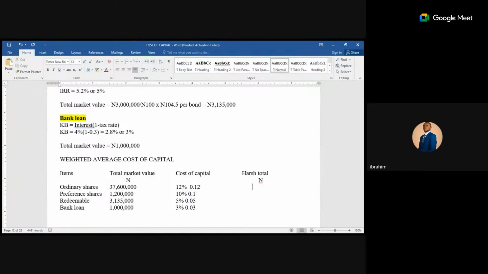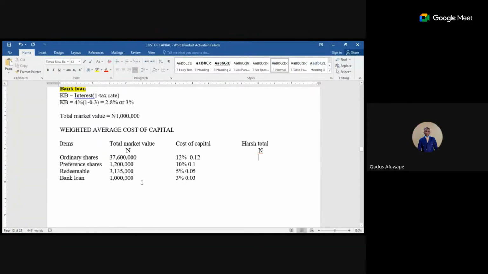When you multiply, someone should just total the market value. So the total for the ordinary shares is 512,000. Okay.